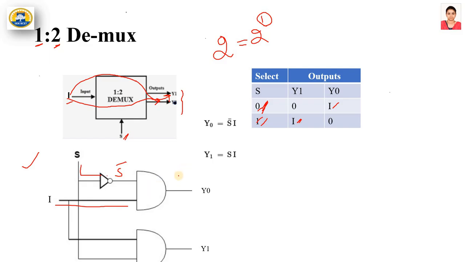So the output of the AND gate will be S bar into I. You can see here it is I and S bar going into the AND gate, and the output is Y1. So this is a 1 to 2 demux.